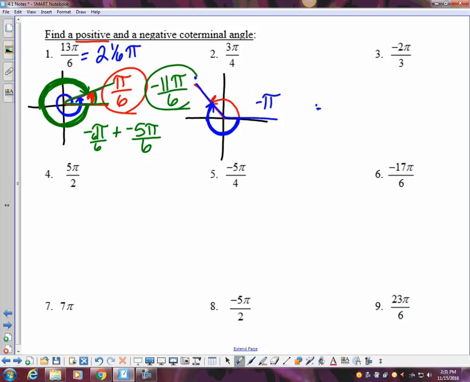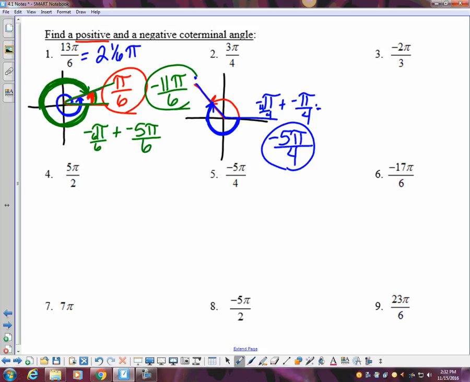And then how much would this be? Well, if the red line is 3/4, then this would be 1/4. But remember, it's negative. And then if I multiply him by 4 over 4, that would be negative 5 pi over 4. Remember, when you add fractions, you have to have a common denominator. You combine the tops, but you do not touch your denominator. So there's your negative.